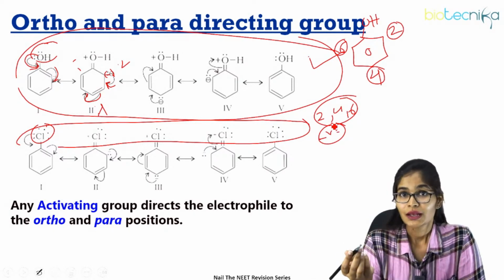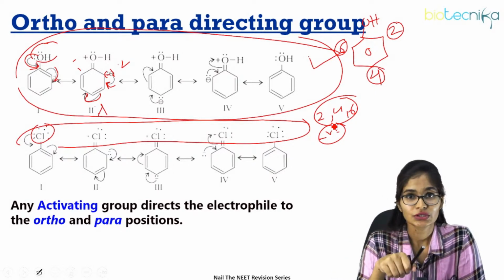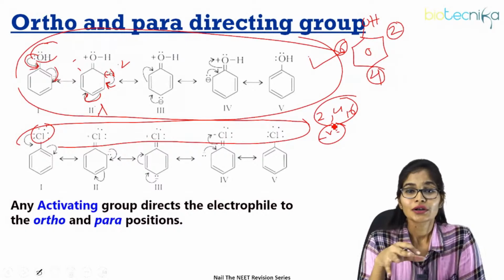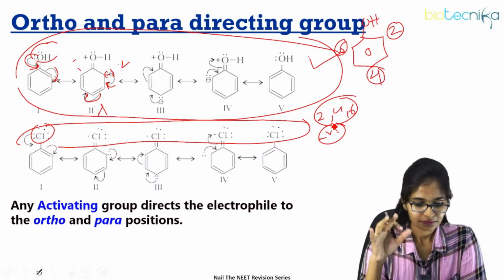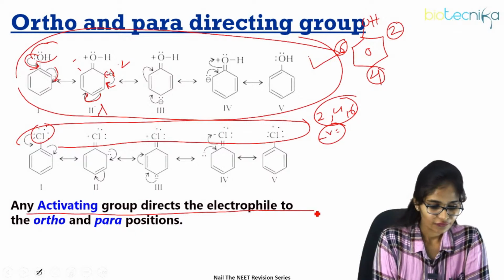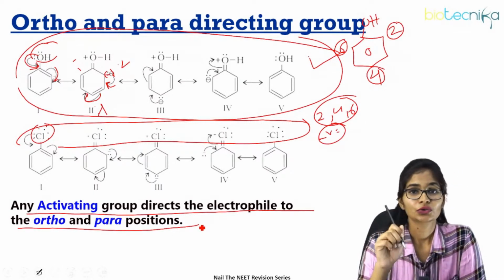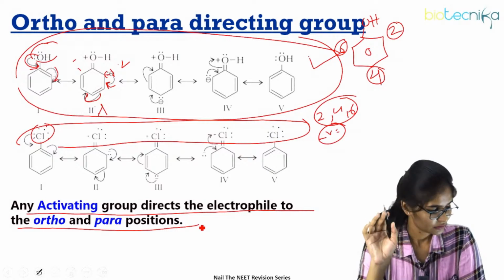But apart from that, what I have stressed, the minus I effect of chlorine, that is halogens, are mainly moderately deactivating groups. Okay, so any activating group which directs the electrophile to ortho and para position, that is mainly with respect to electron donating groups. All right.